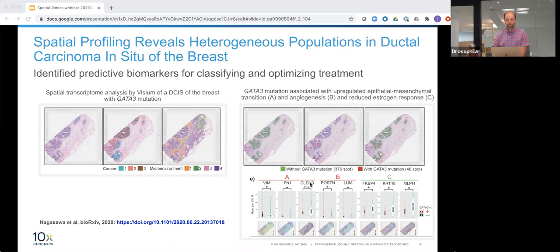And these violin plots down here are representative of these three groups in genes that are most highly expressed. So I think A here was epithelial mesenchymal transition, B is angiogenesis, and C was the estrogen response. So you can see the global gene expression here of these genes. And then that's correlated with the violin plot, comparing the mutation to the wild type.